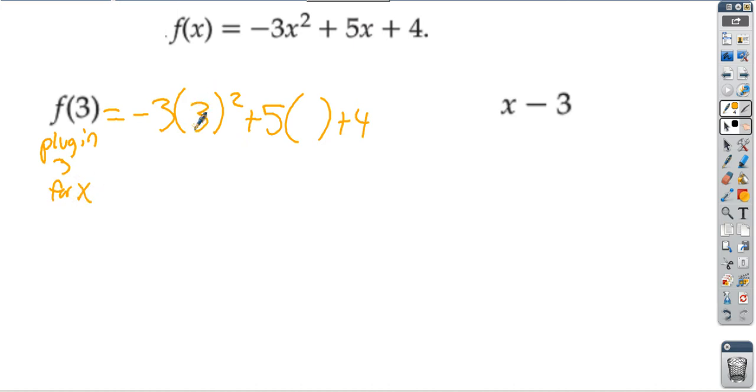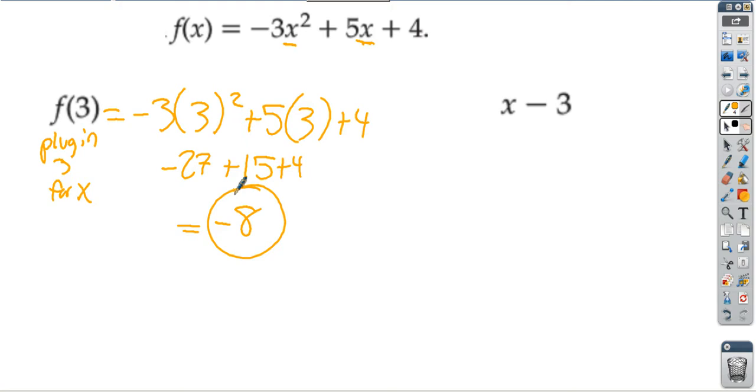So there's an x in this equation, so I plug in 3. Here's another x. When you solve that, you're going to get negative 3 times 3 squared is 9, negative 27, plus 5 times 3 is 15, plus 4. And this whole thing comes out to be negative 8. Okay, so let's sidebar that for a sec.